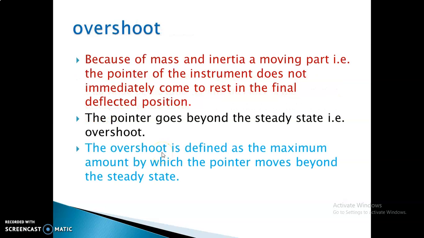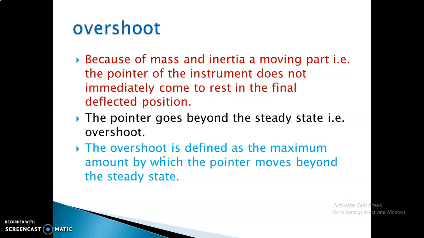The next one is about overshoot. Whatever instrument you are going to use, the instrument itself consists of some dynamic characteristics, because of inertia, or because of the weight, or because of the moving part. The moving part is what? The pointer of the instrument. If these things are not in the correct position, then there will be an error. That is what is called overshoot.